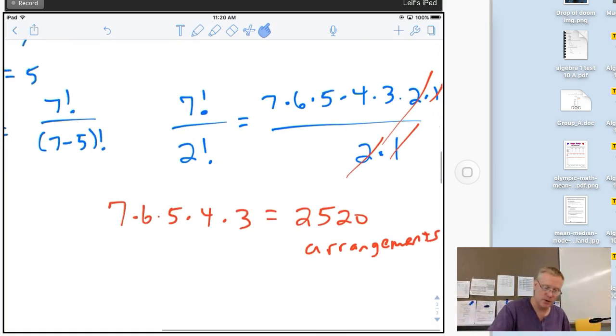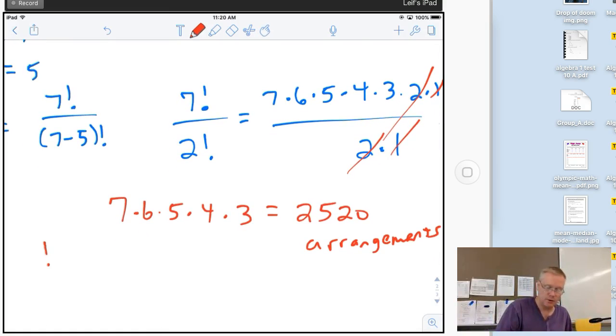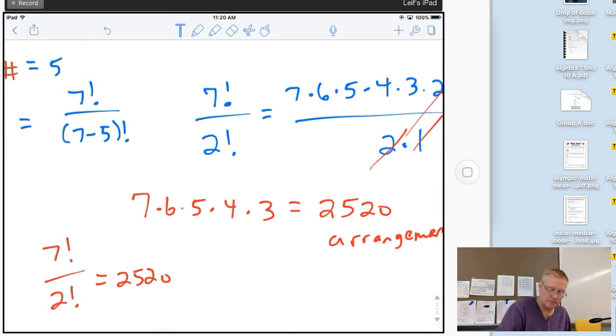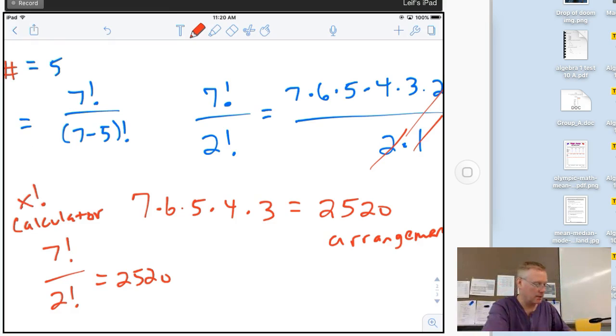Some calculators also have factorial buttons. If you type in 7 factorial into your calculator and then divide it by 2 factorial, you will also get 2520. So that's another way to do it. Usually it looks like this in your calculator, x and then the exclamation point. So you can play with that on your own and figure that out.